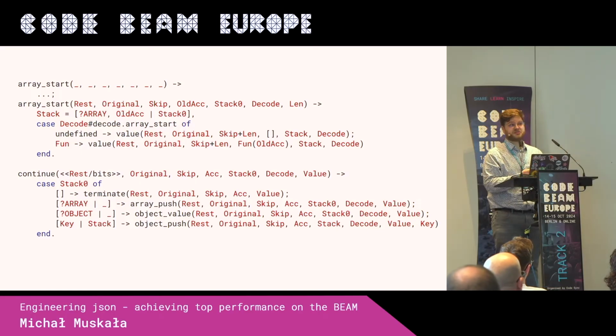So if the stack is empty, it means we're done parsing. If we have this marker array thing, we've just parsed another value inside of the array. If we see this object marker, then we've just parsed the key of the next pair in the object, and now we need to parse a value. And otherwise, we assume this is the key we've parsed before, and we just parse the value, so we push the whole pair to the object that we've decoded.